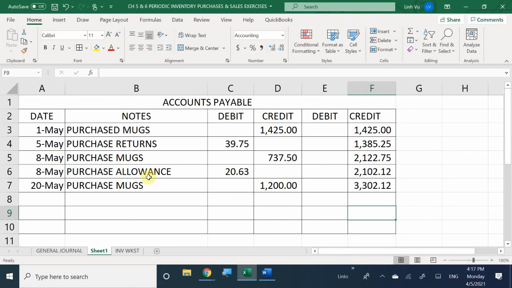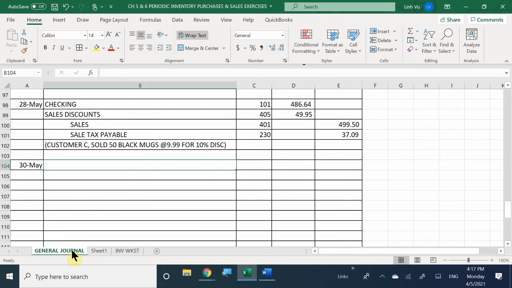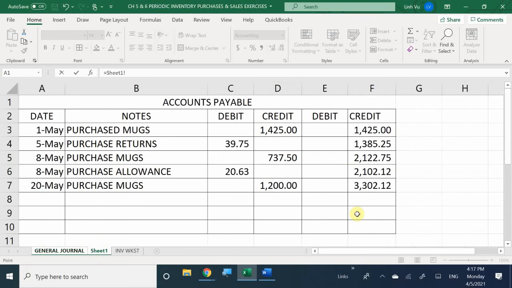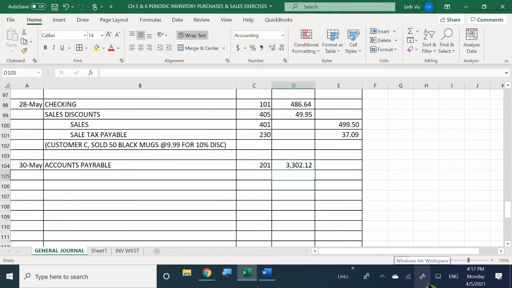All right, it will make sense. Let's go ahead and just do the journal, and it will make sense. So first thing that we're going to recognize is the amount that we owe, right? We already calculated it here. Accounts payable is 201. So what was the grand total that we owe? 3302 and 12 cents. Perfect.